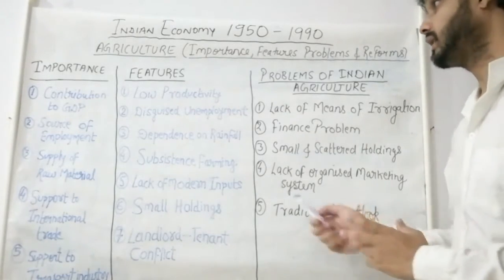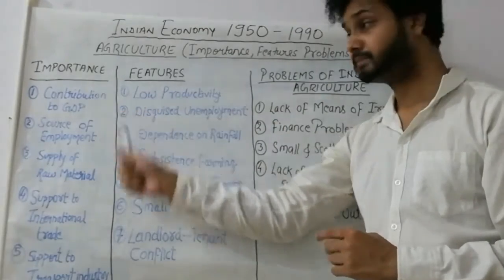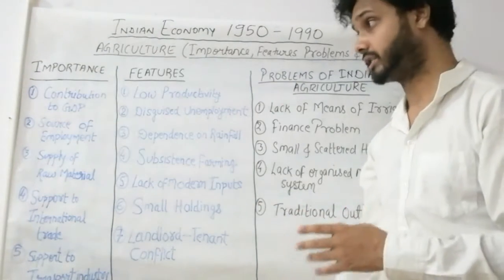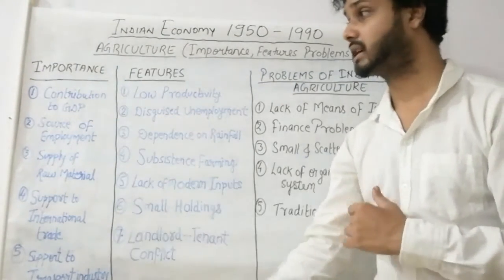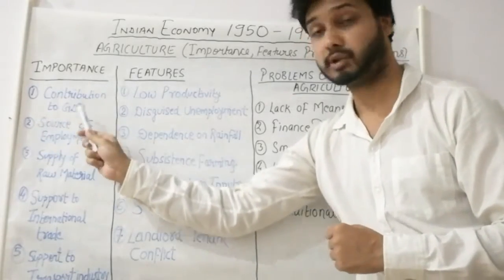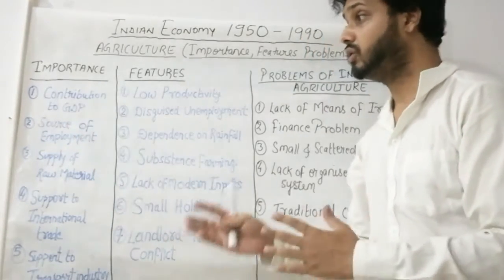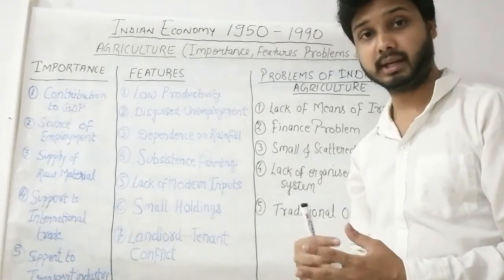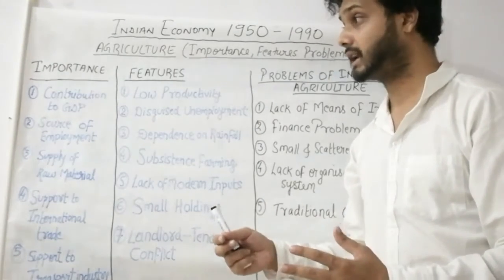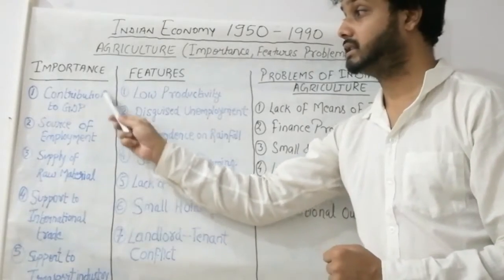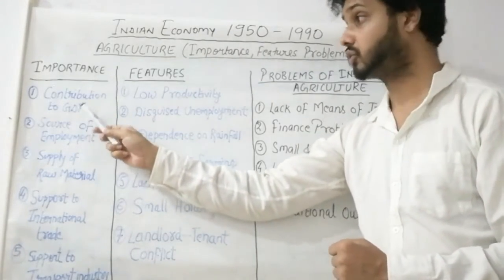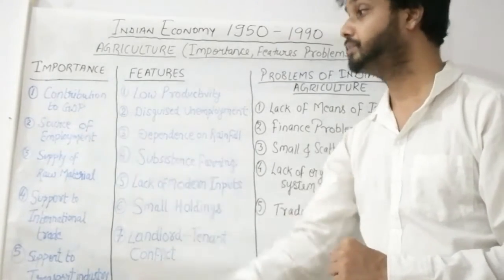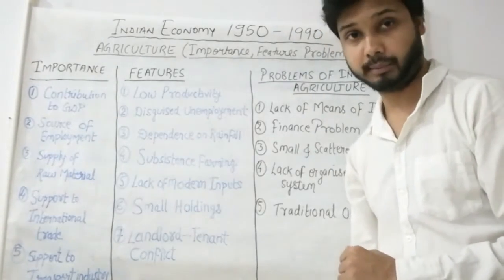Okay. So let us start with the first one. What is the importance of agriculture in our country? Some easy points are given. The first one is contribution to GDP. From the previous time also it is seen that a large number of people are engaged in agriculture activity, and hence the most contribution to the GDP has been of agriculture. Okay. Second is source of employment.